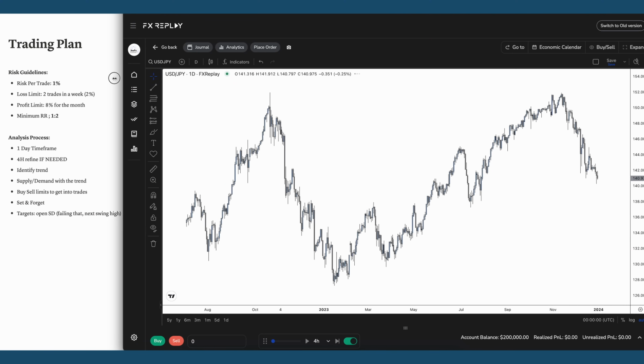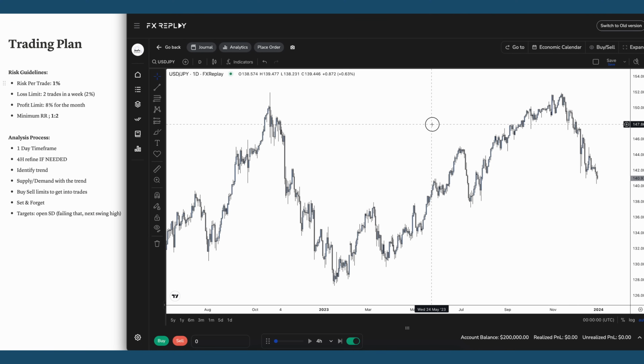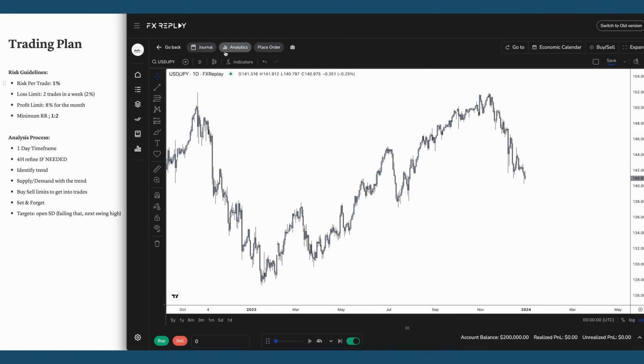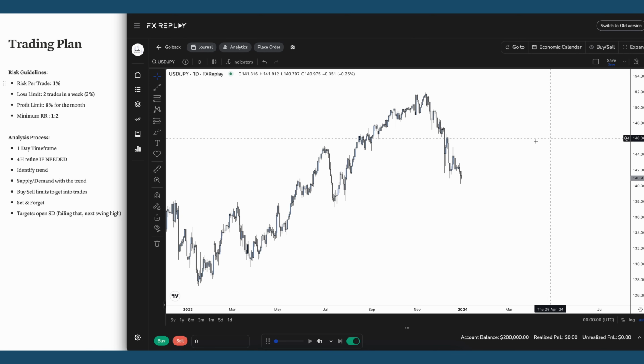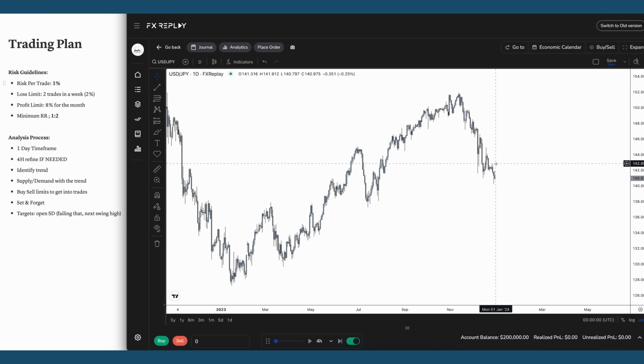So going over to the actual chart then, we got our plan in mind. We're now going to start testing. We're going to do 6 months up to around the start of July. I set this simulation to end. So we're starting on the 1st of January.